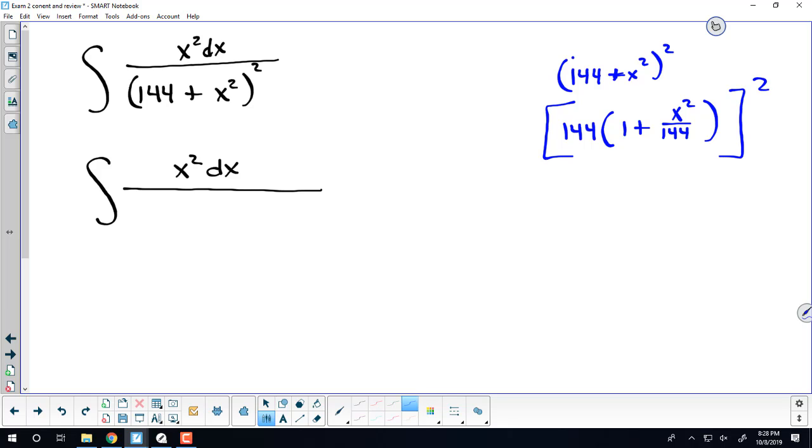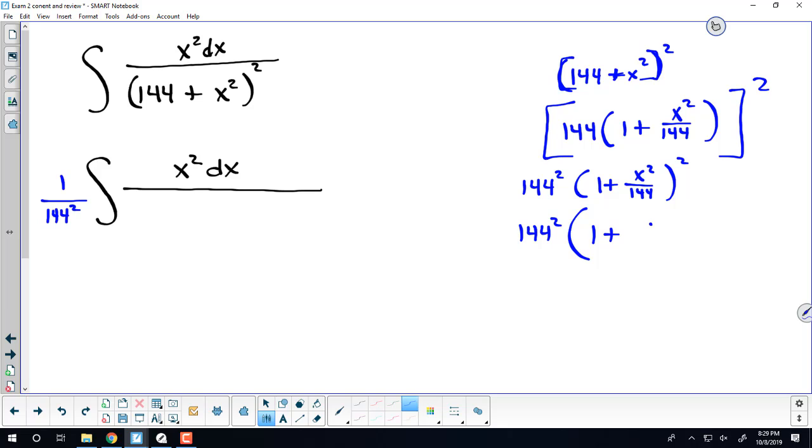All that's squared from here. Just be careful with your constant, because what constant are we actually taking out? It's 144 squared out here. We'll just write it like this for now, which is 144 squared times 1 plus x over 12 squared.